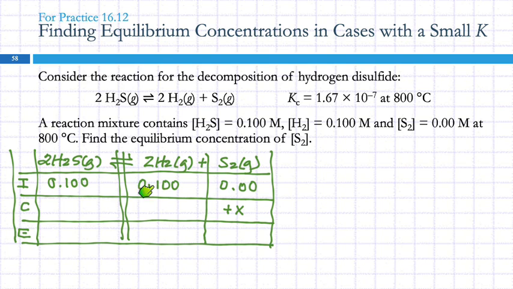So everything on this side of the reaction arrow is going to have the same sign. So that goes up, this has to go up. How much does this one go up? 2x. So this is going up by 2x. And then everything on the other side must be decreasing. So how much is the H2S decreasing by? 2x. So this is minus 2x.